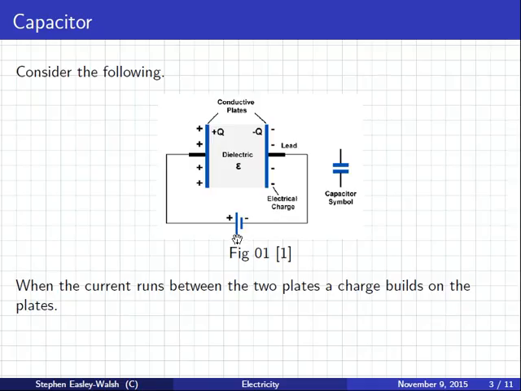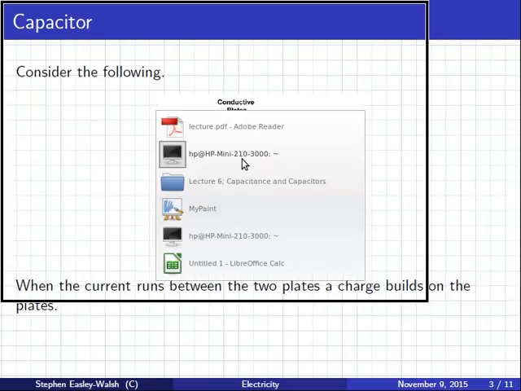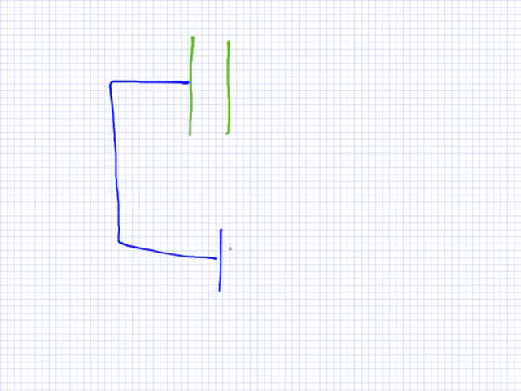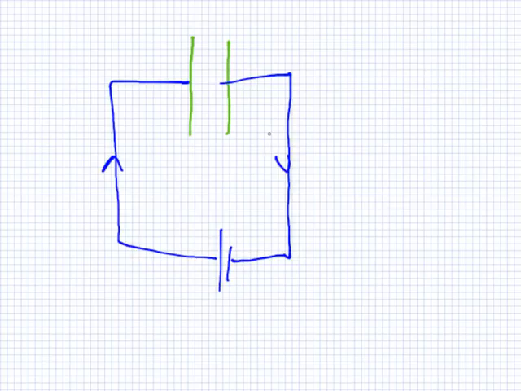Here is a cell, and this here is called a capacitor. And actually, I'll draw it for you. I'll make it a little bit easier. So, what happens here? You have two metal plates, and they're really close together, but they don't touch. And this is actually a capacitor.